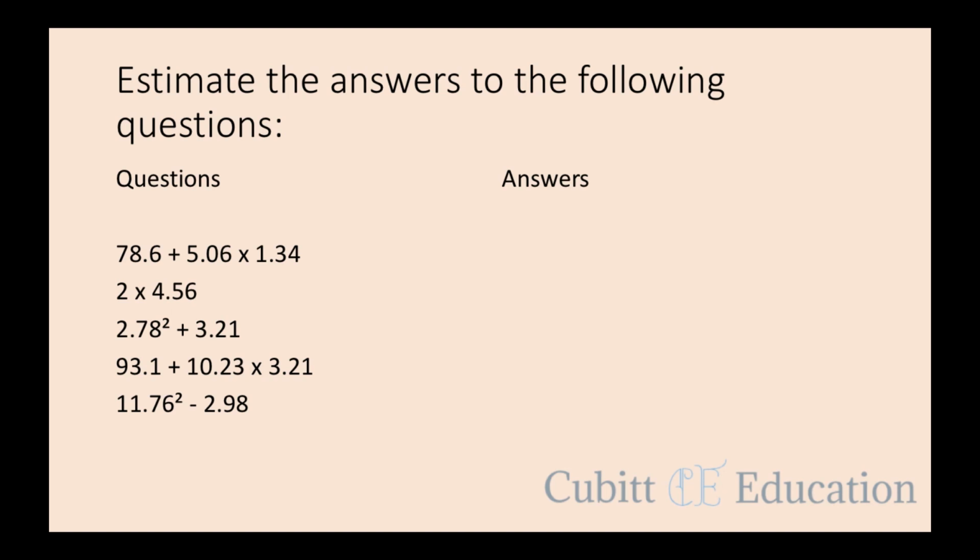So if you pause the video and you've had a go, then here are the answers. The first one is 85 because we're going to do 5 times 1, which is 5, and then we're going to add on this bit here, and this 78 becomes 80. 80 add 5 is 85. This would be 2 times, this would change to 5, so 10. This would be 3 times 3, which is 9, and then we add our 3, which is 12. This would be 10 times 3, which is 30, plus this, which would be 90. So 90 plus 30 is 120.